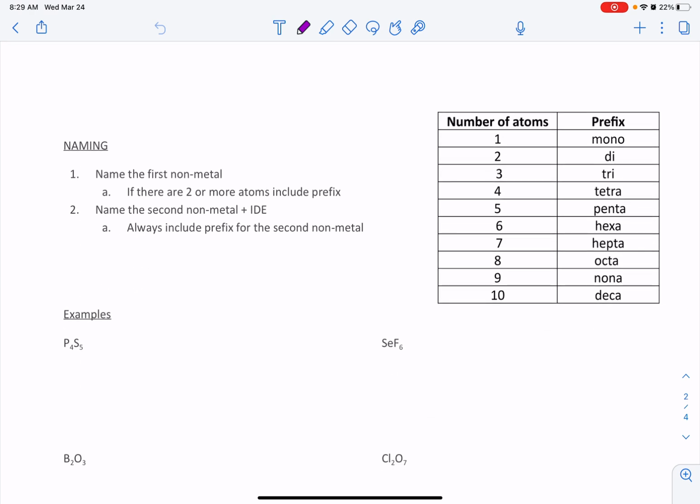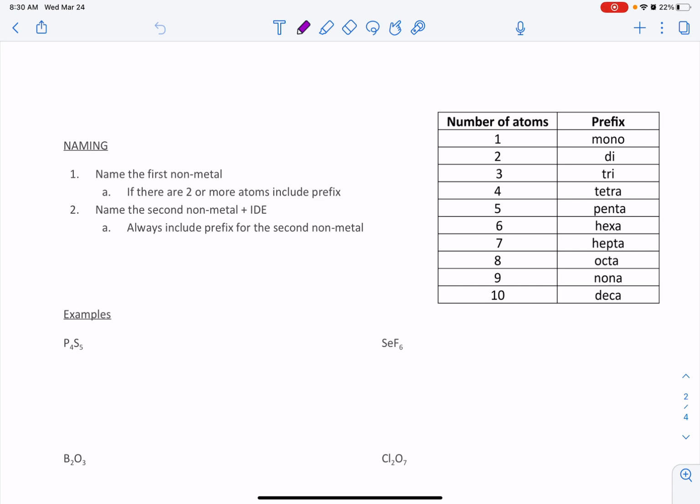All right, we're going to get started for naming. So if we're given a formula, how do we write the name? And we do this by following the two steps. So we recall that covalent molecules always are two nonmetals bonded together. So when we're naming, we name that first nonmetal that is listed, and if there are two or more atoms, we include a prefix. Then we name the second nonmetal, but we change the ending to "ide," just like we did in ionic. And you always include a prefix for the second nonmetal.